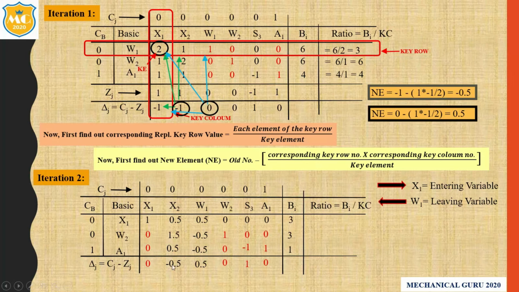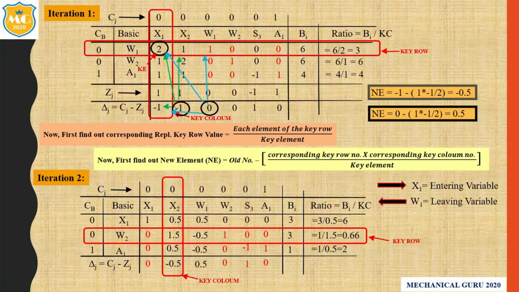Again in delta J we have to choose the most negative number. So here the most negative number is here. So this is our key column. Next we have to find the ratio. So here 3 divided by 0.5, 6, 3 divided by 1.5. So here we get 0.66 and 1 divided by 0.5. So here we get 2. In that we have to choose the minimum positive number. So here the minimum positive number is 0.66. So this is our key row and this is our key element.